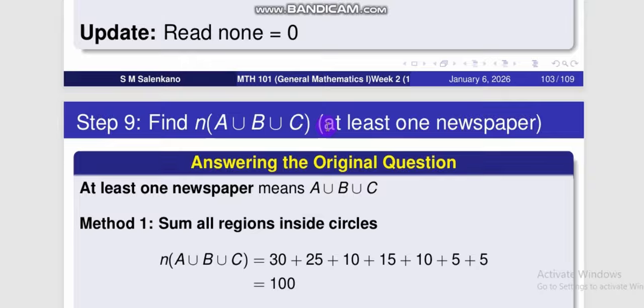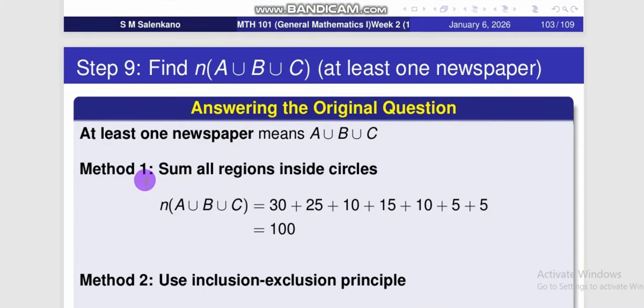We have to unite those who read A, who read B, who read C, right? That is the meaning of at least one newspaper. So answering the original question, at least one newspaper means A union B union C.